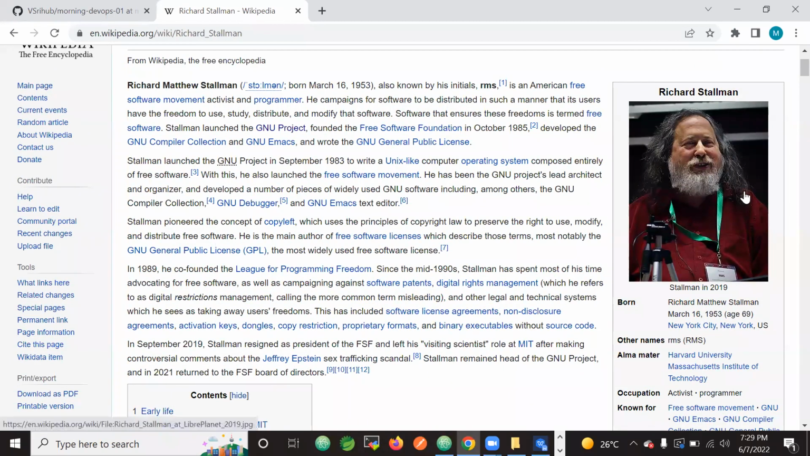So Richard Stallman is the person who started a movement of making every software open source. No matter how much you have spent on developing the application or software, if it will be usable to anyone, then he suggested, or he started a movement, to make it open source, meaning make it available to everyone. So he is the person, Richard Stallman.